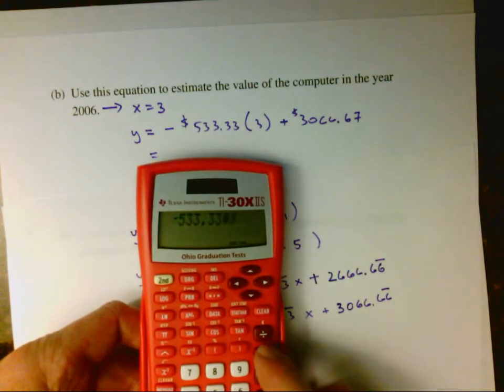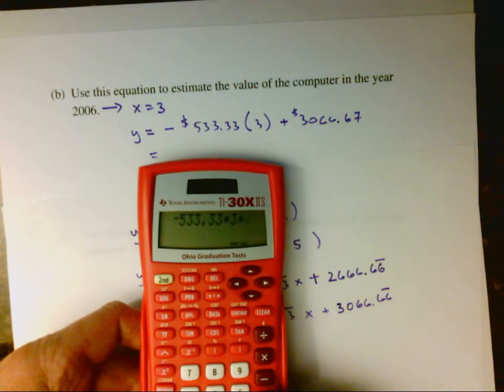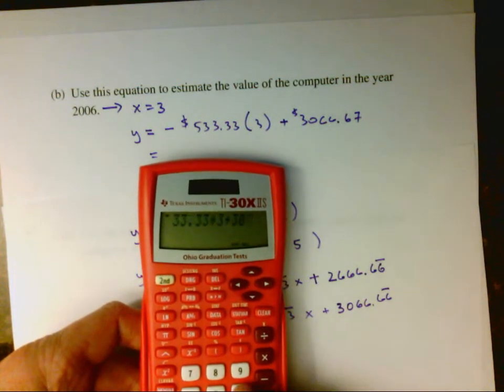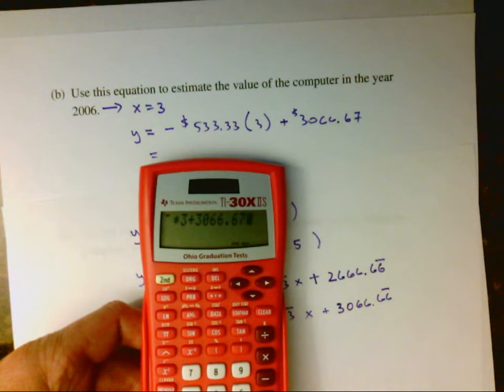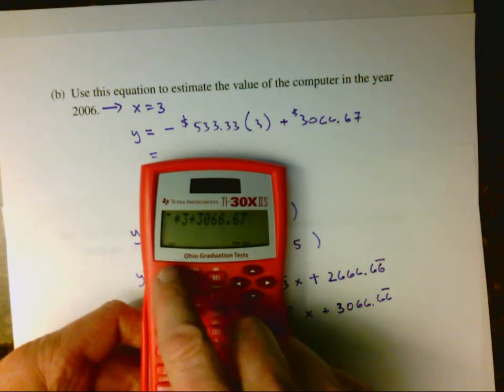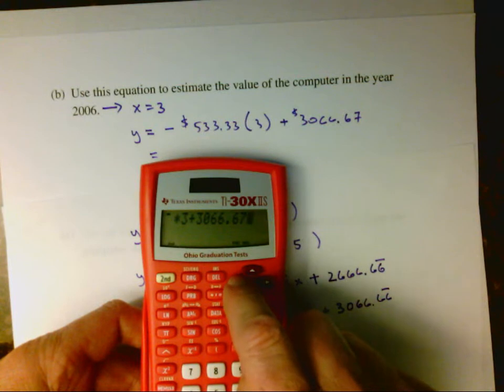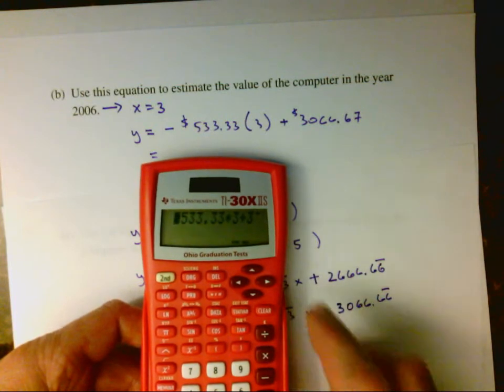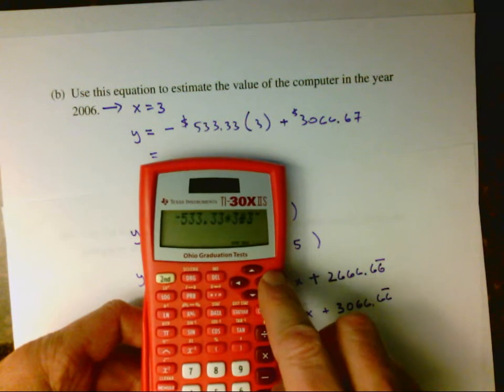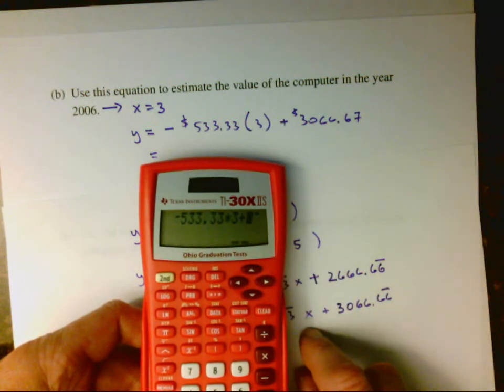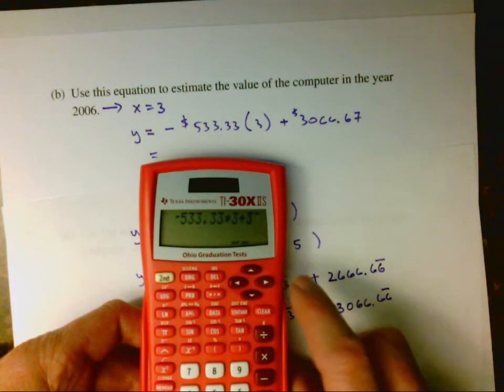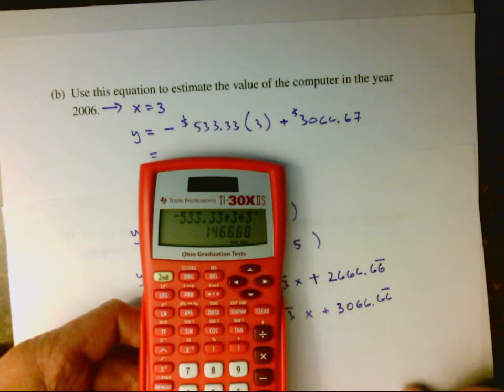Negative 533.33 times 3 plus 3066.67. I really advise typing the entire expression into the calculator like this. You can do second, left arrow, and that'll jump you to the beginning of the line. You can arrow back and forth and check. As long as you've entered it using correct order of operations, the calculator knows how to interpret the order of operations correctly. It'll get the right answer for you. So it's 1466.68.